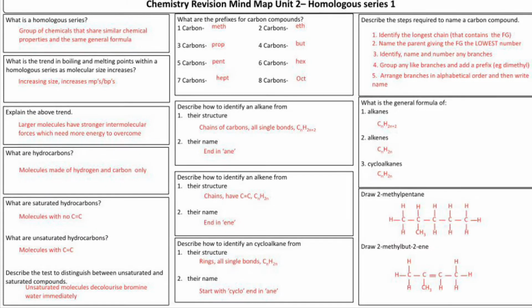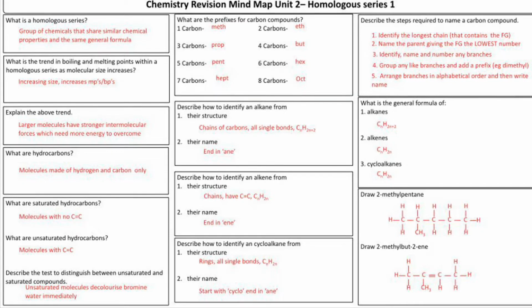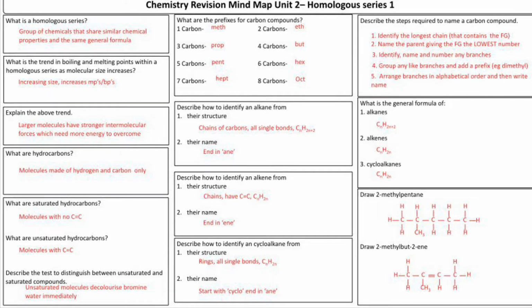You need to remember the first 8 of the prefixes for carbon compounds. So 1 carbon is meth, 2 is eth, 3 is prop, 4 is but, 5 is pent, 6 is hex, 7 is hept, and 8 is oct.